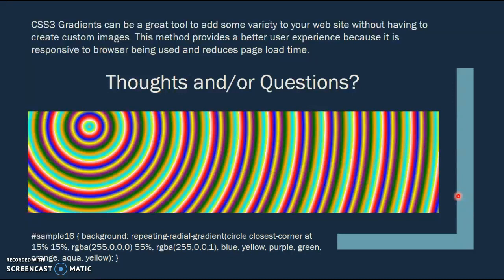So here is my little final example. I've just mixed the best of everything all together. I'm doing a repeating radial gradient. It's using a circle built to the closest corner, but I've got it at 15%, both up and down and to the corner. And then I'm building from a transparency to a color, and I've added in some other colors. And so it's just repeating that over and over again.